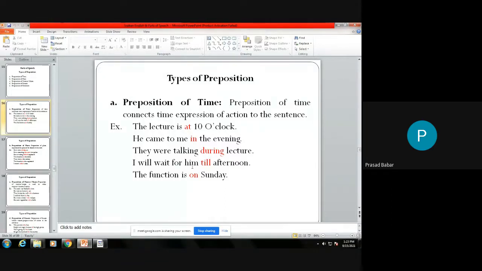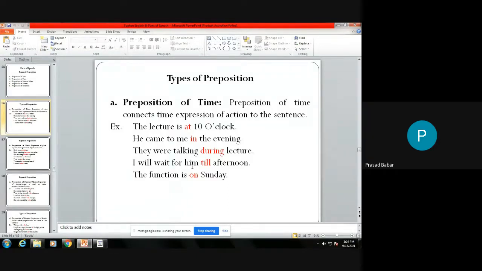Let's give this sentence a context. Today is Engineers Day. So today we have the function. We had the function from 11 to 12 in the afternoon. So the Engineers Day function, or the function of Engineers Day, is on Wednesday, and today is Wednesday. Here on is working as a preposition.